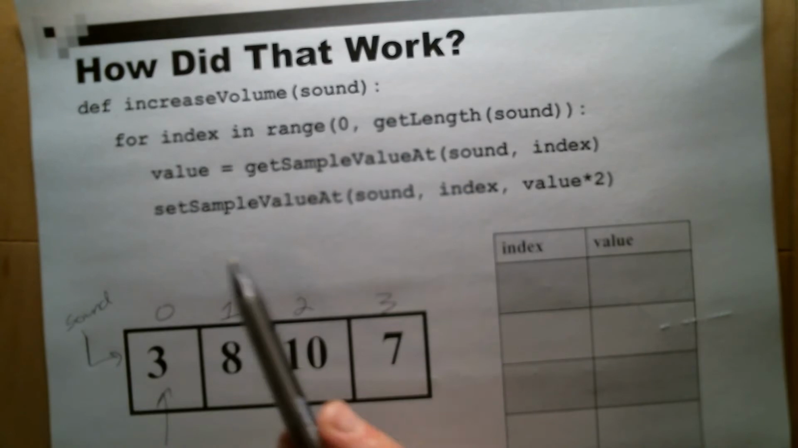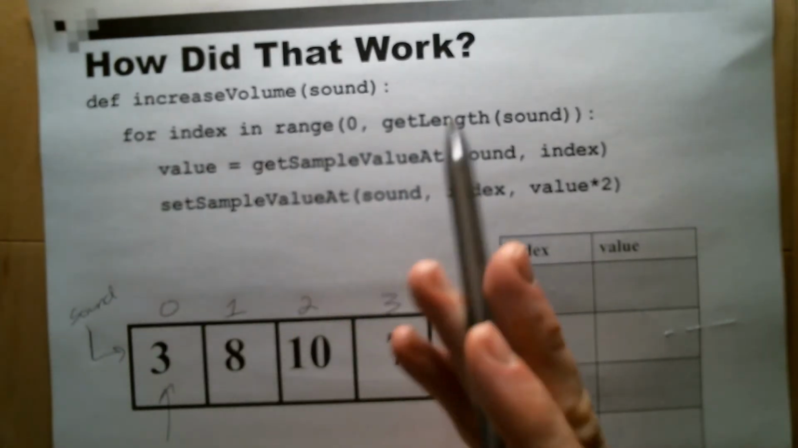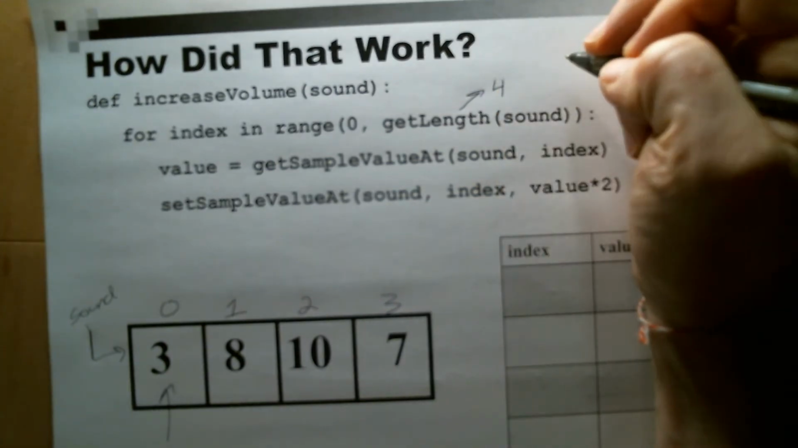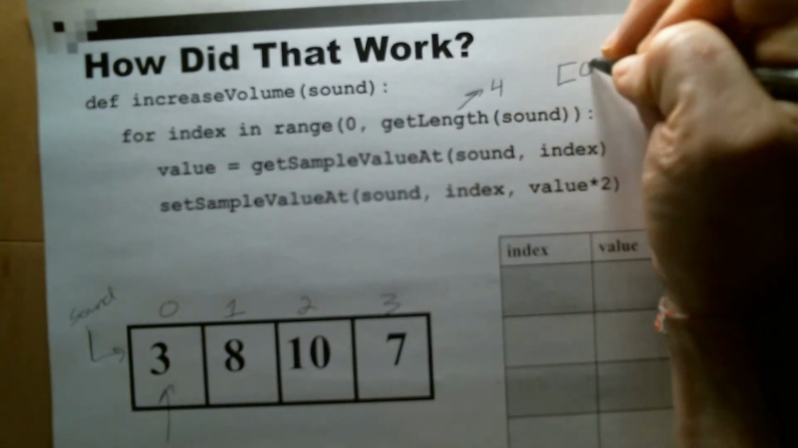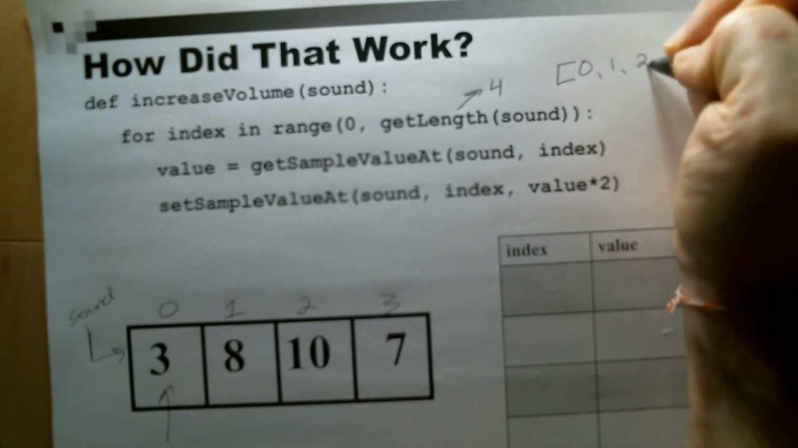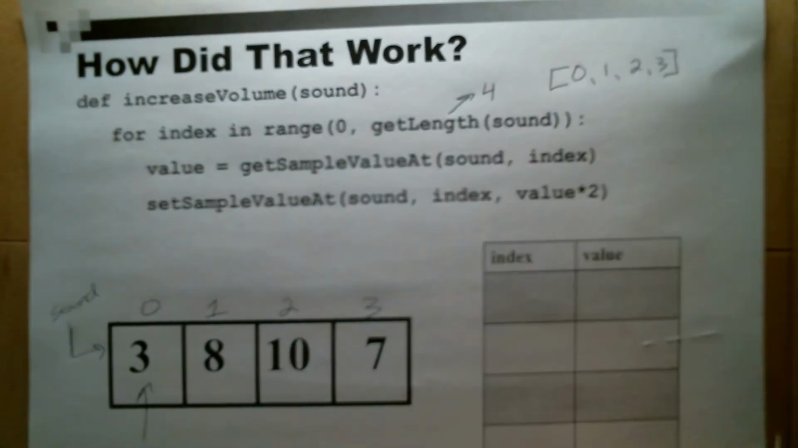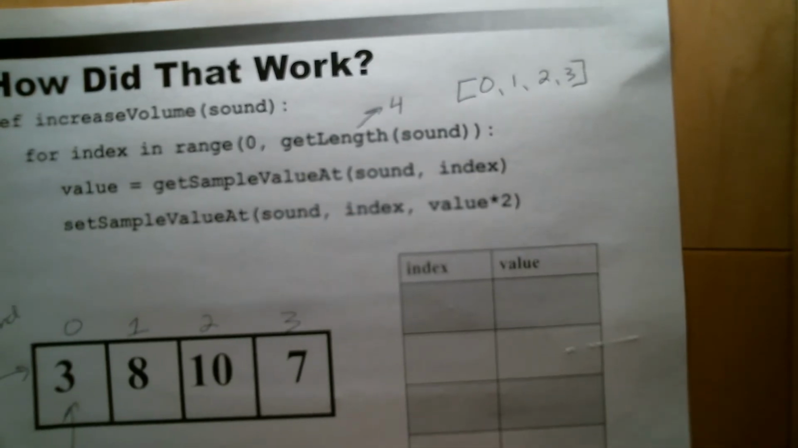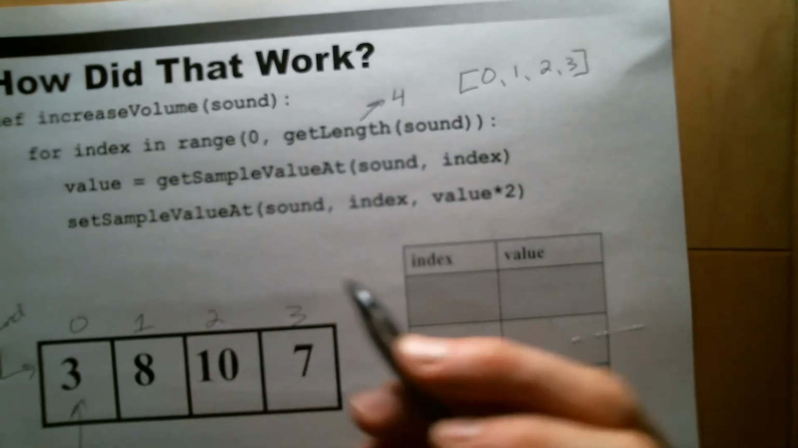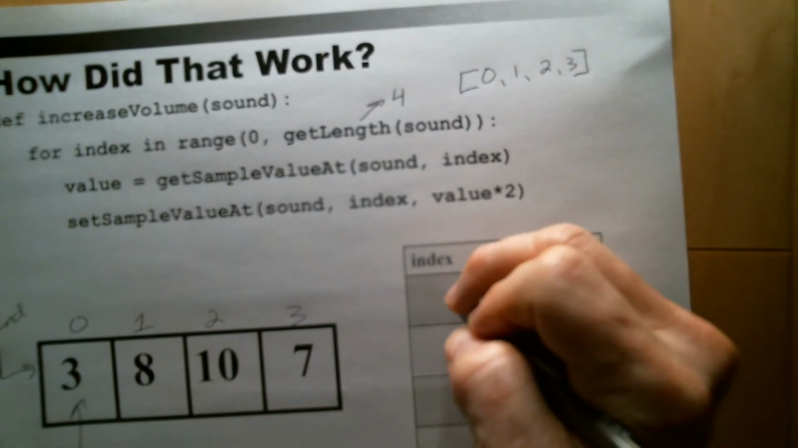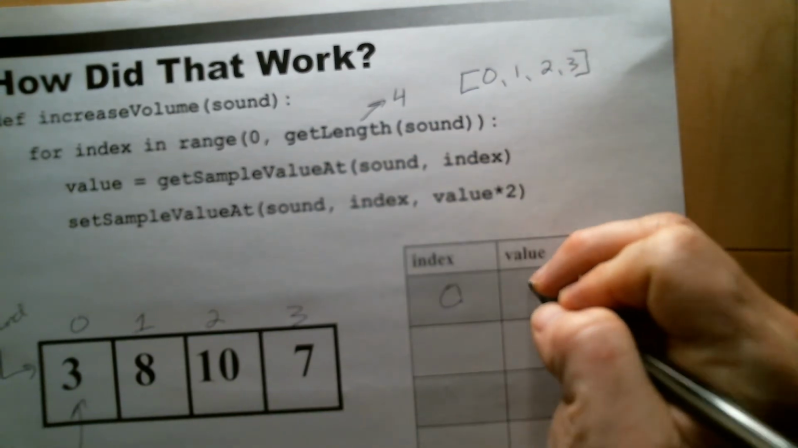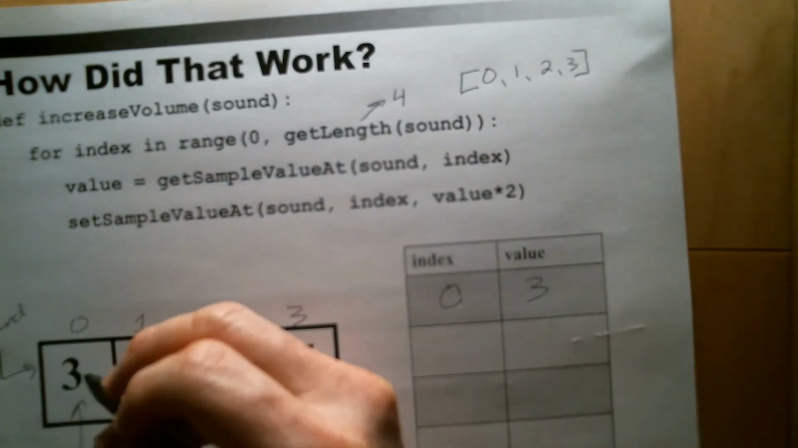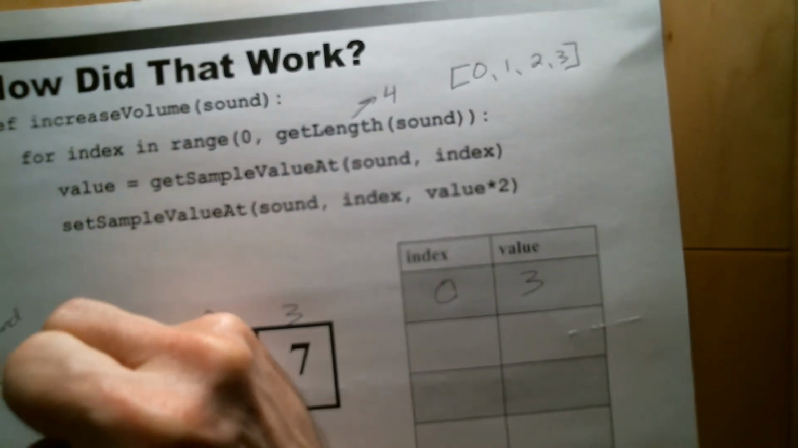So again, for index in range 0, 4, we always remember that it cuts off the last one. So it's really only going to give us 0, 1, 2, and 3, which conveniently is exactly what we need. All that's going to happen here is when index is 0, we're going to get the value 3, because that's the existing value. Then we're going to double it, and this 3 is going to become a 6.